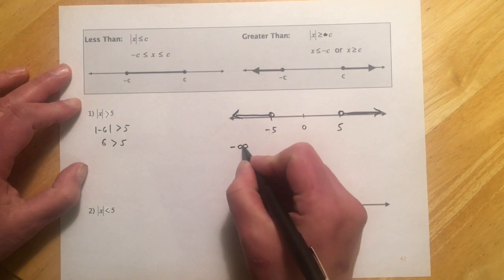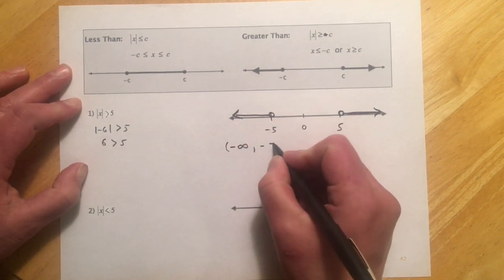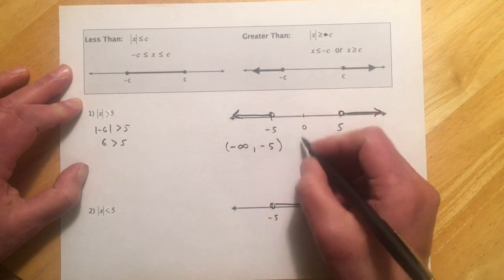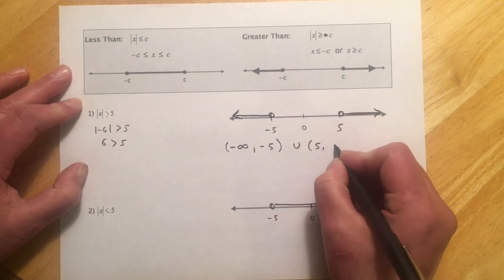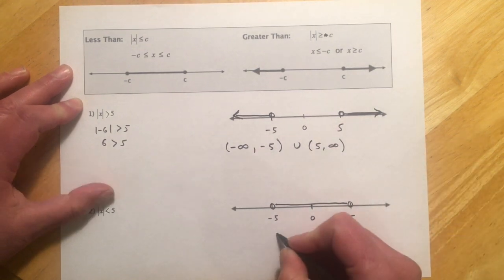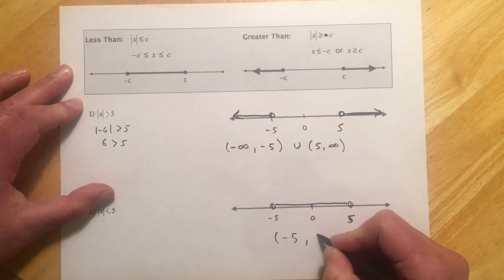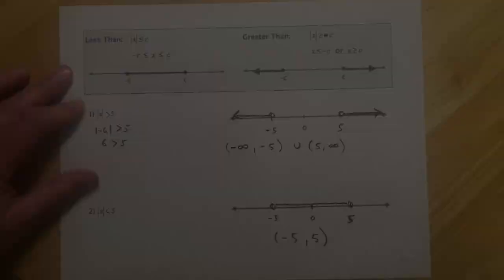This is going to go from negative infinity up to negative 5, and then in parentheses, because the open dot. Union, remember that's how we jump over the gap like that. And then 5 to infinity. And then this one will just be from negative 5 to positive 5.